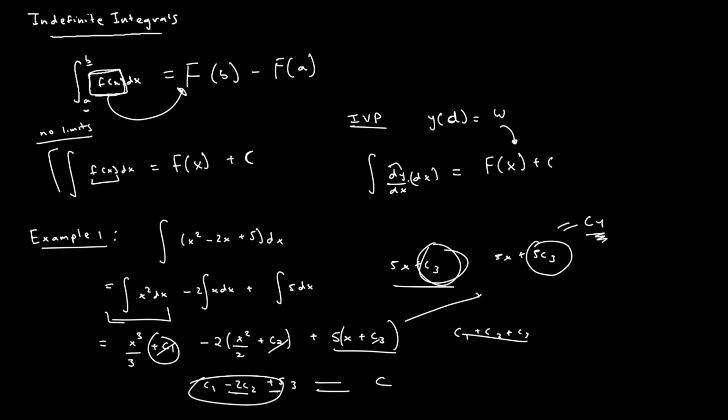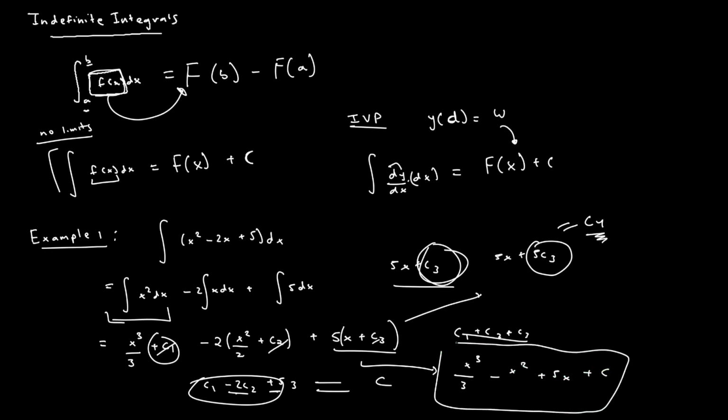So I hope you see that, and that's why I wanted to split this up, so you could get this intuition about what constants are and what they represent and when we can manipulate them and remove them and do things like that. But getting back to the original problem, simplifying what we have, we end up with x cubed over 3 minus 2 times x squared over 2, which is just minus x squared, plus 5x. And like I said, all the constants just add up to that one big constant, because at the end of the day, it represents the same thing. So that's our first basic example of an antiderivative and evaluating an indefinite integral.